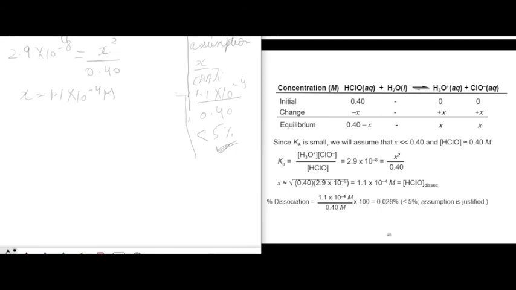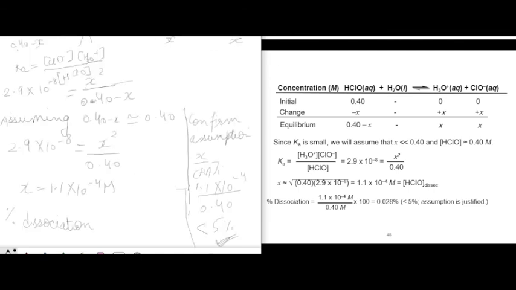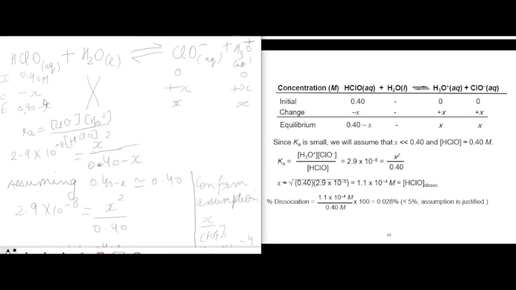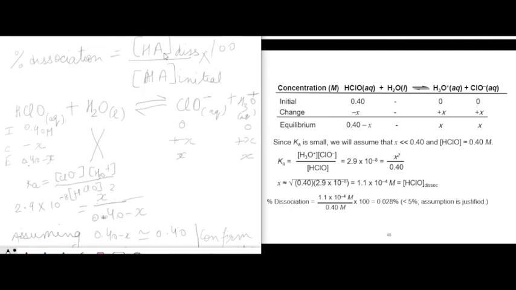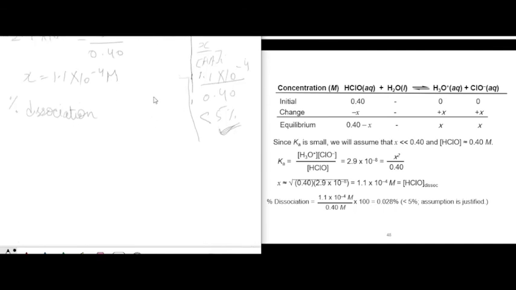So now that I have the value of x, the question was to figure out what is the percent dissociation. And we can see from our ICE table that the amount of acid that has actually dissociated is x, and the initial amount we already have. So percent dissociation based off of this formula, which is dissociated over initial times 100, we can just plug in our numbers. So this would be equal to amount dissociated, which is 1 times 10 raised to the power minus 4. Initial was 0.40 times 100. And when you plug into the calculator, this would come out to 0.028%, meaning this is the amount of acid that has dissociated.